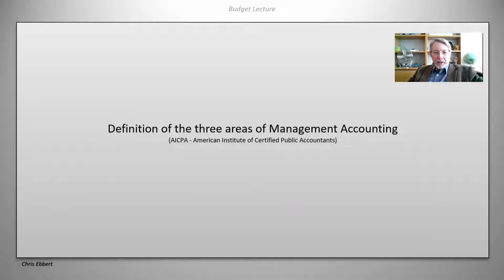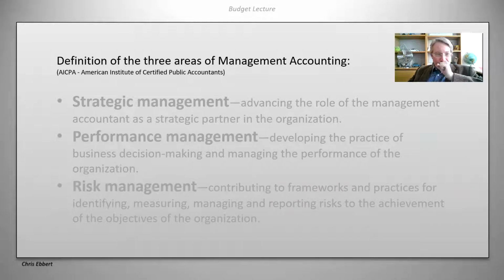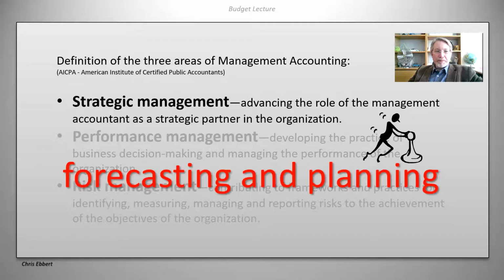Now, there are 3 areas of management accounting, and I'll quickly talk you through those. This is according to the American Institute of Certified Public Accountants. These 3 areas are strategic management, performance management, and risk management. The strategic management is all about advancing the role of the management accountant as a strategic partner in the organization, by which we mean it's all about forecasting and planning.